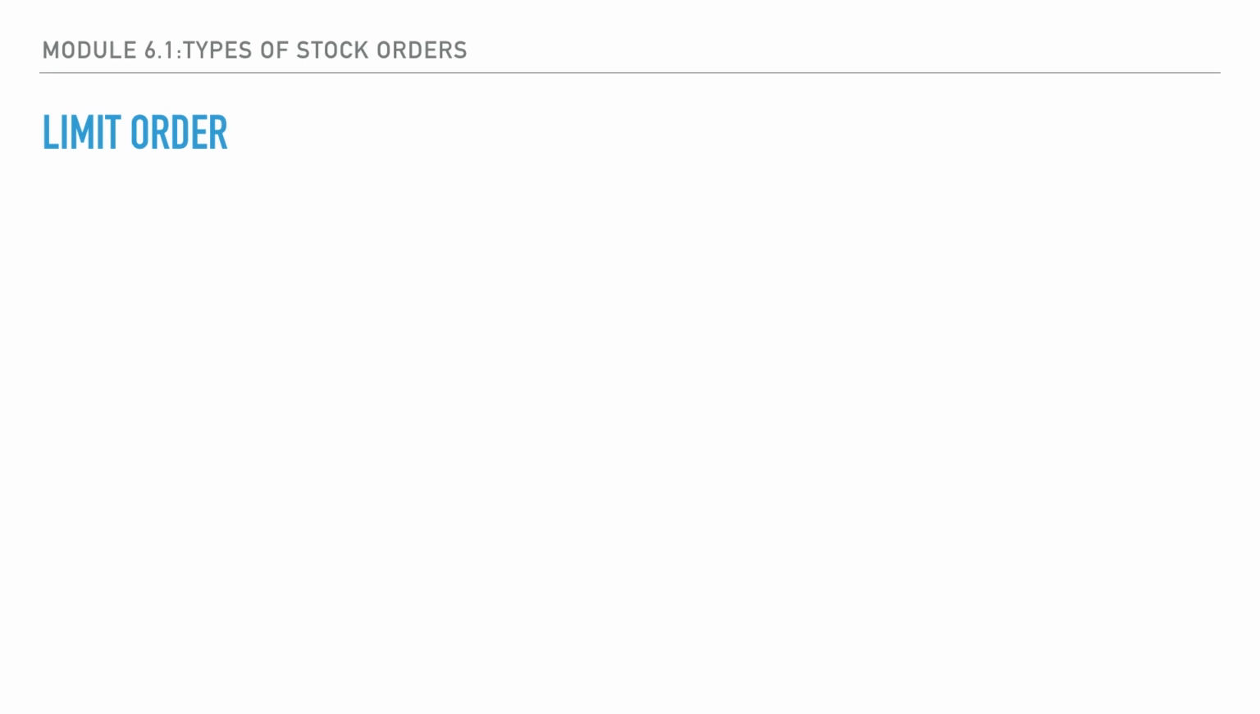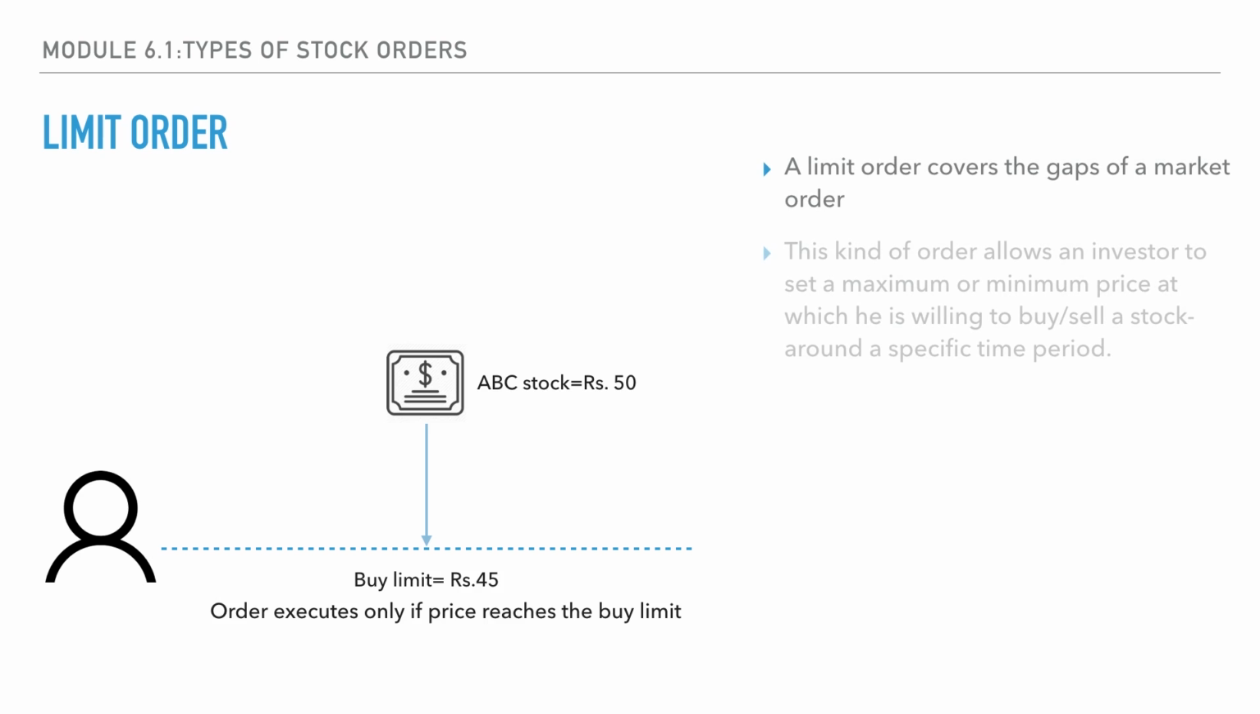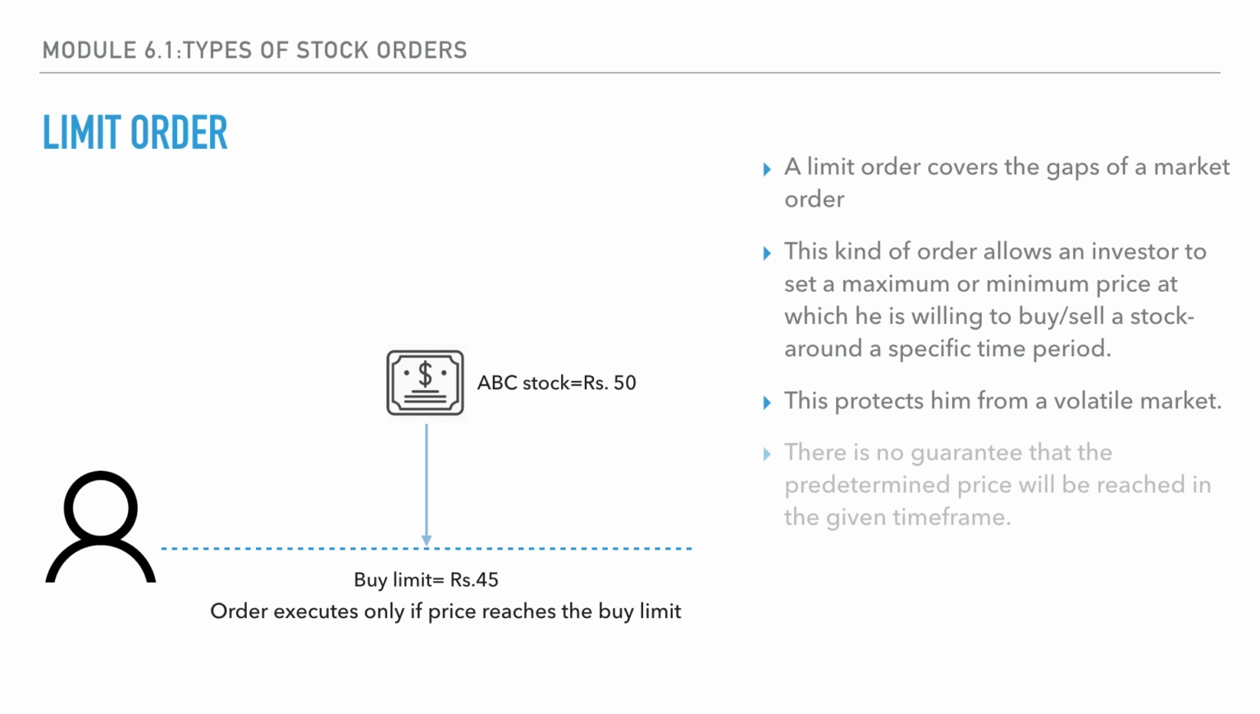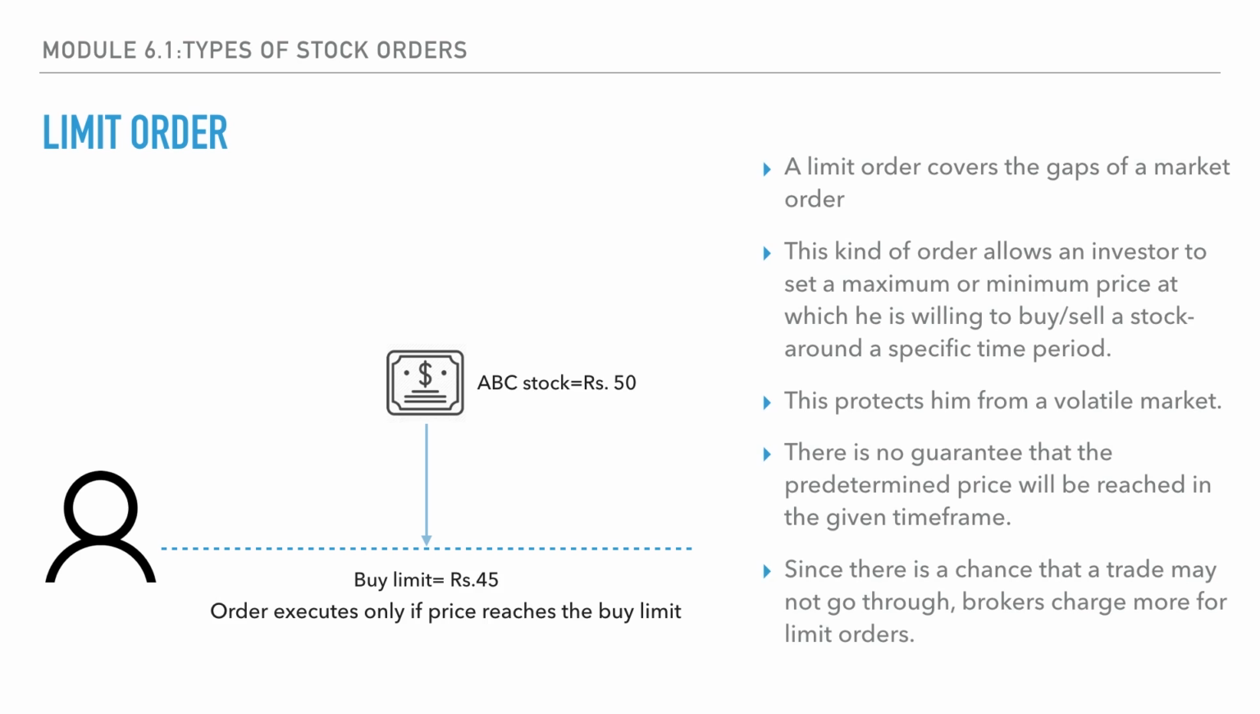The second type of order is the limit order. A limit order is the order that is placed at a particular limit of the stock price. So for instance, say there is a ABC stock at rupees 50. Now you want to buy that stock at rupees 45. So you put a limit order of that stock at rupees 45. The order only gets executed when the stock reaches that limit price.